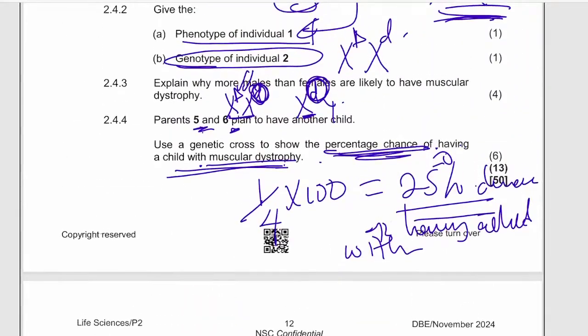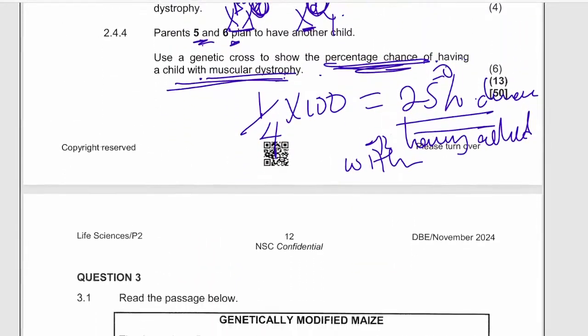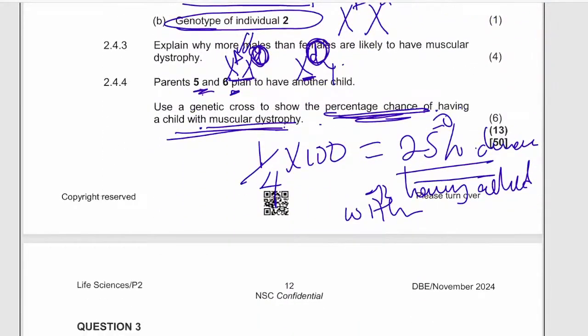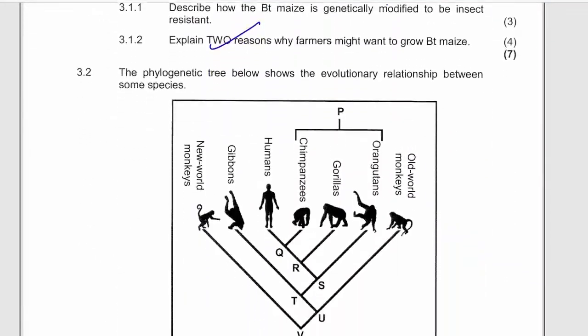Someone is saying 2.44. We did this 2.44, guys. We did the genetic cross here, and then we ended up having 25%. All right, then we go to the next question.